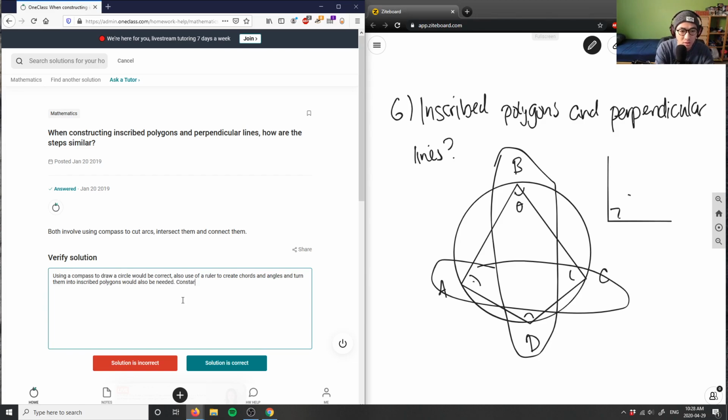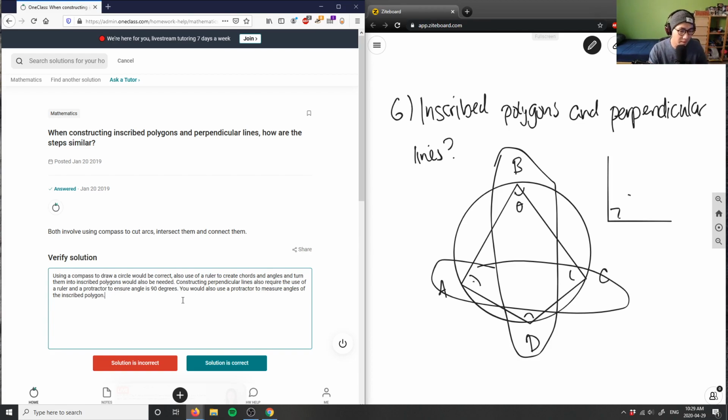Constructing perpendicular lines also requires the use of a ruler, and even a protractor, to ensure the angle is 90 degrees. Let me type this out. You would also use a protractor to measure angles of the inscribed polygon.